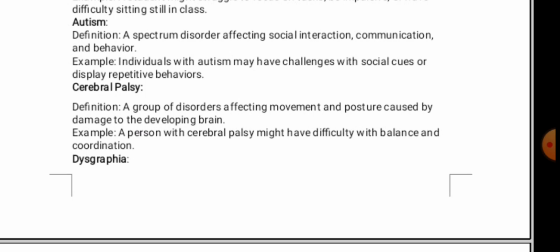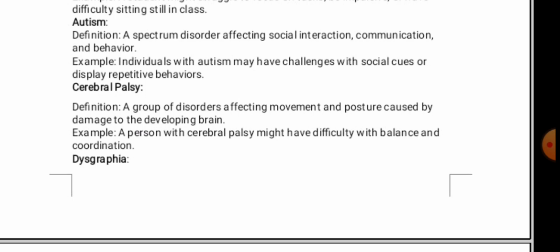Now cerebral palsy, let's see what is cerebral palsy. A group of disorders affecting movement and posture caused by damage to the developing brain. A person with cerebral palsy might have difficulty with balance and coordination. It sounds a little serious, right?